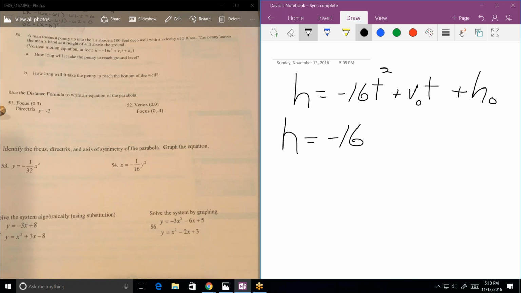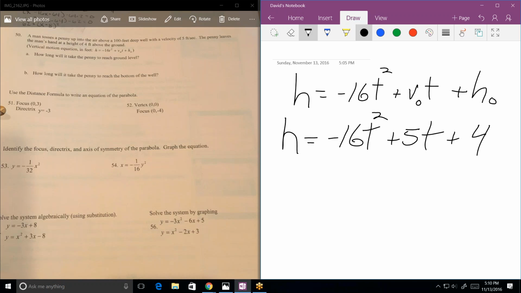So let's fill in as much as we can. That's 5. And then the penny leaves the man's hand at a height of 4 feet above the ground. That's what h sub 0 is, the height that it starts at. So the 2 pieces of information they gave you allow you to write the equation of motion for this penny. Notice that when t is equal to 0, the penny should be at 4 feet, and it is.